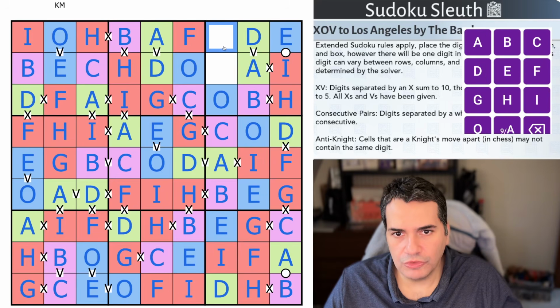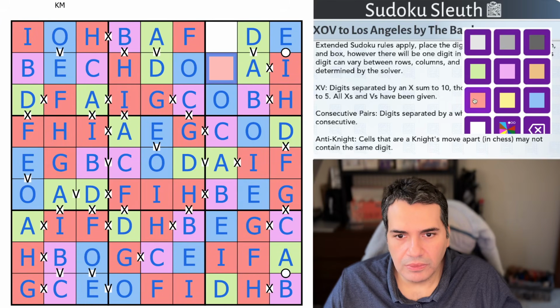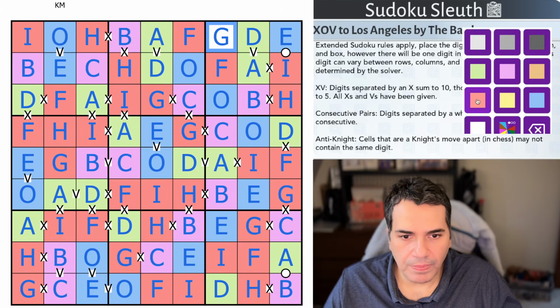And then these 2 cells, come on. Let's finish this. We've got all the blues. This can't be purple either. So it has to be red. It's not I, H, it's F or G. It's not G, it's F. This is G or C. It's not C, it's G.